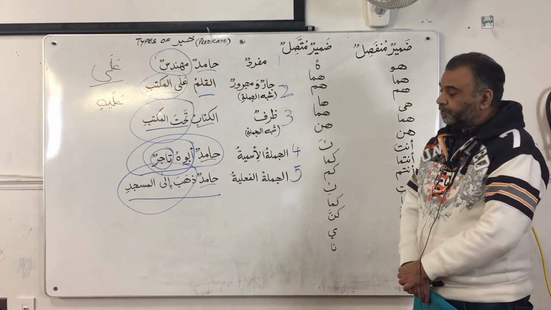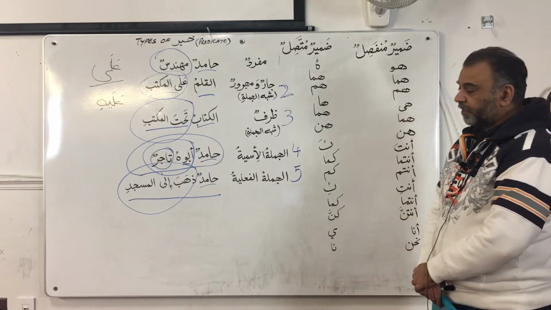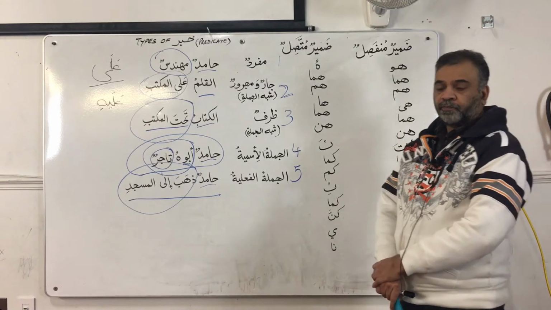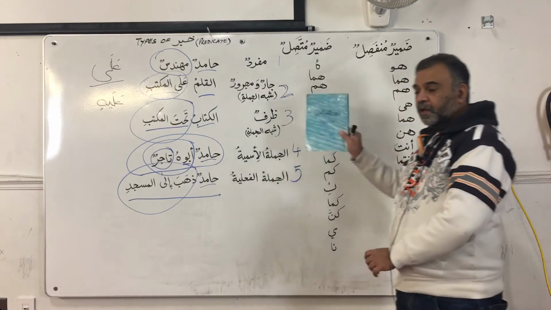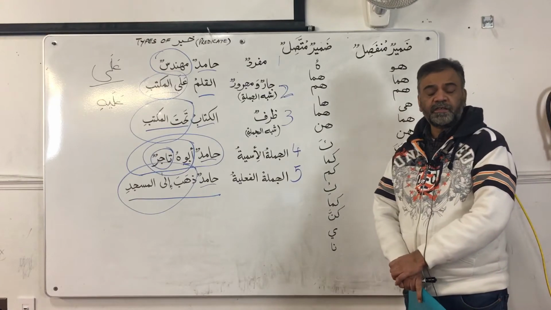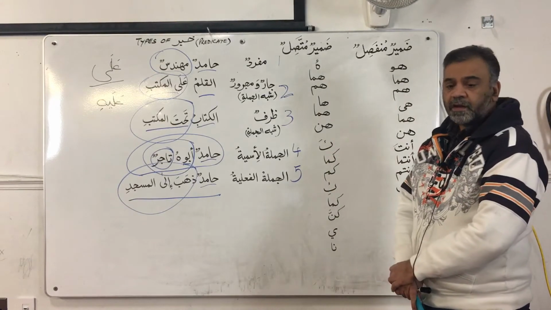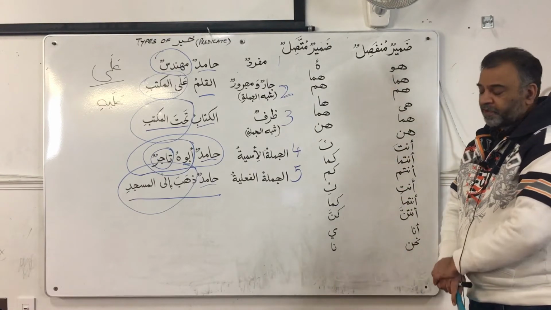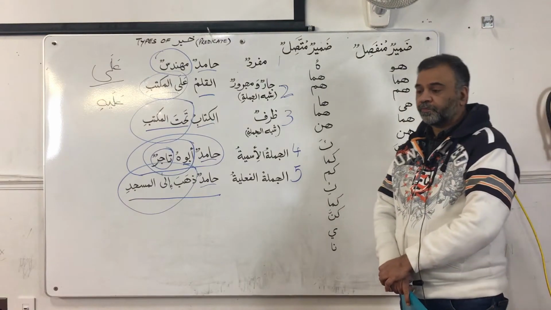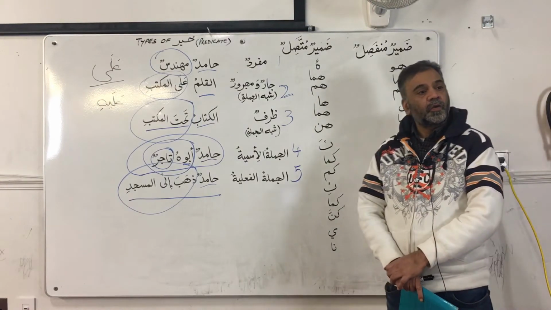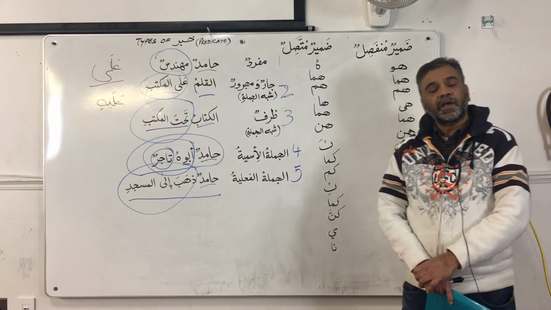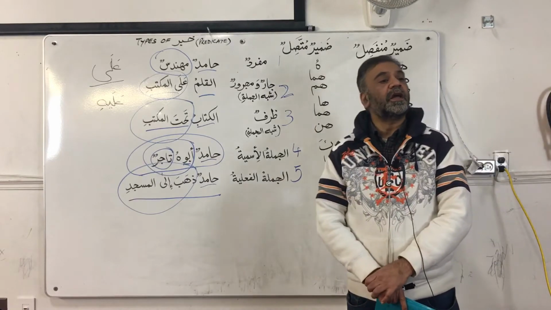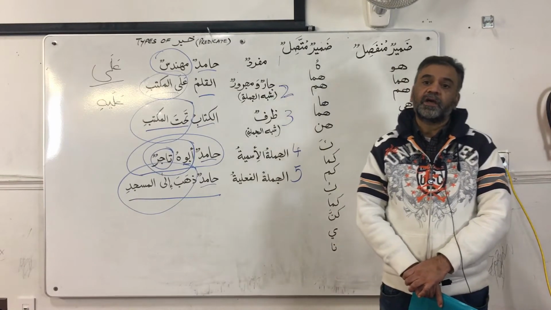We've been learning in this session about the damirun muttasilun, attached pronouns. Before we begin the exercises in lesson number 10, let's do a quick drill of damirun munfasilun, detached pronouns, 14 of them. Huwa, huma, hum, hiya, huma, hunna, anta, antuma, antum, anti, antuma, antunna, ana, nahnu.